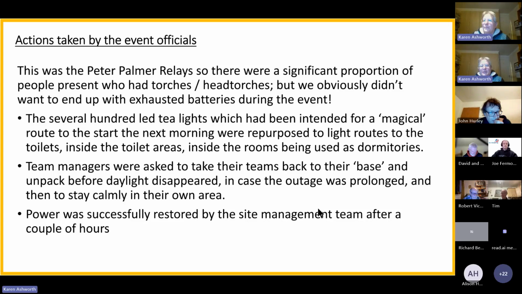The team managers were asked to take their teams back to their individual bases and unpack bedding and so on before daylight disappeared, just in case the outage was going to be prolonged, and then to stay calmly in their own areas. And in fact, power was then successfully restored by the site management team after a couple of hours, and we were able to go ahead. But I was really glad we got the backup of those tea lights, because 200 plus people stumbling to the toilet in the dark was going to be a bit of a nightmare.